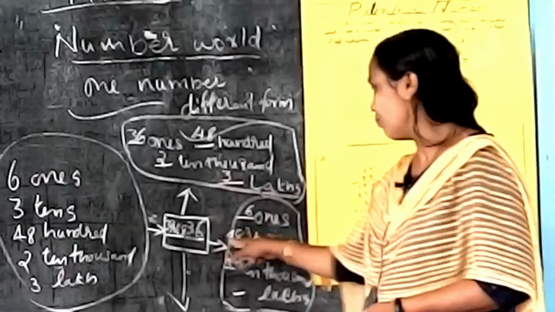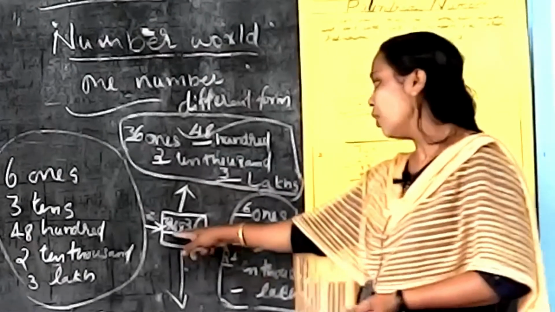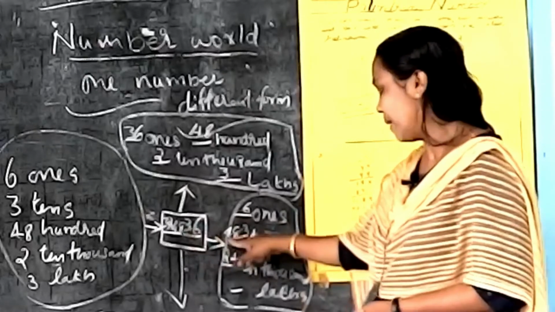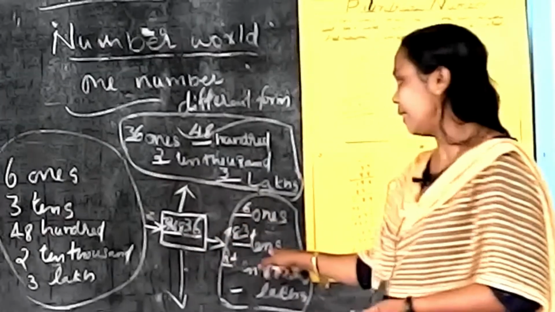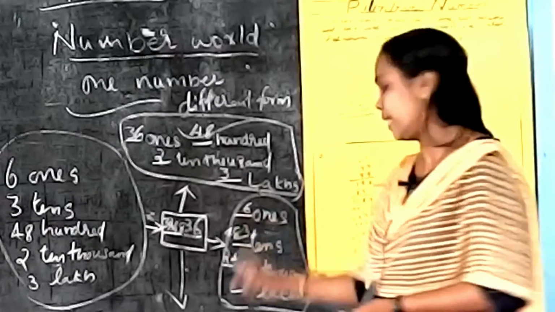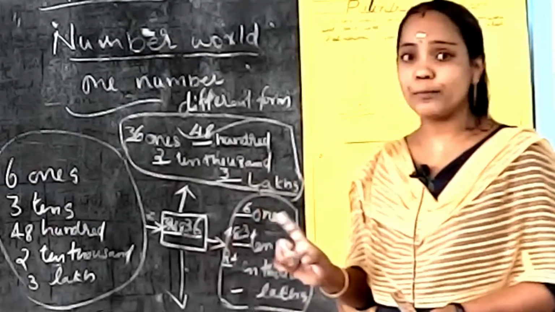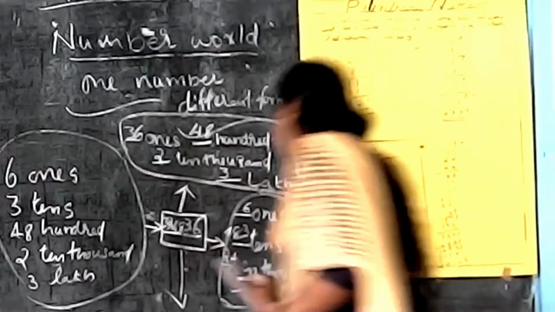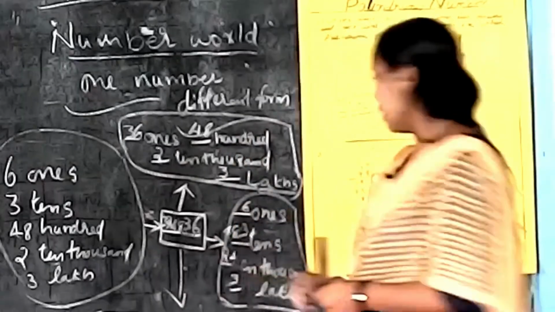Next one, 4. What is the place value of 4? 1,000. There is 100 place value. 4 into 10, 40. 400 into 10 is equal to 4,000. Okay. Next one, how many lakh? 3 lakh.